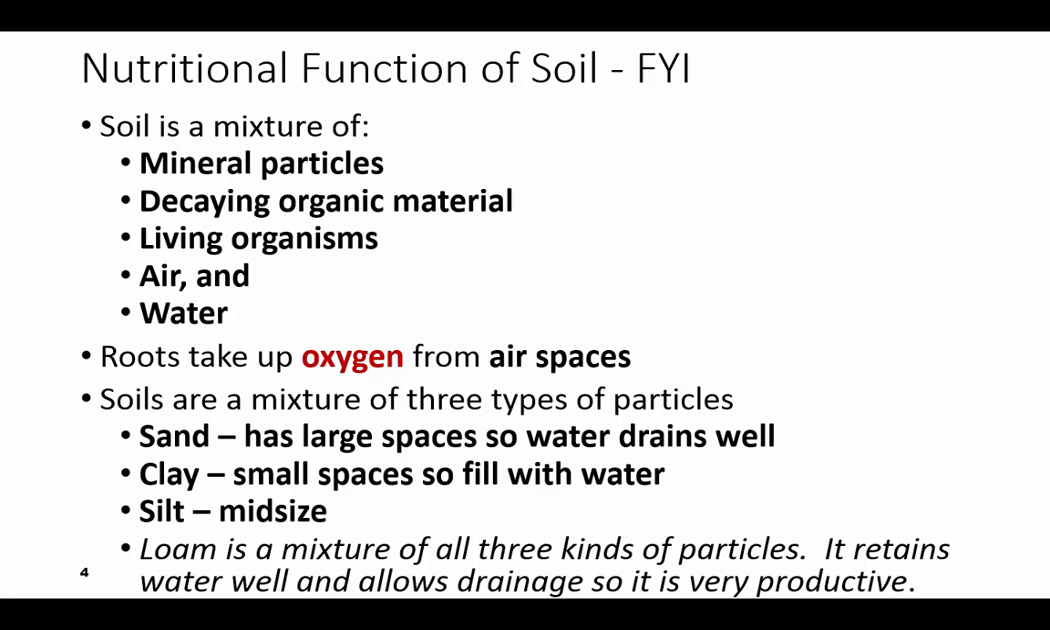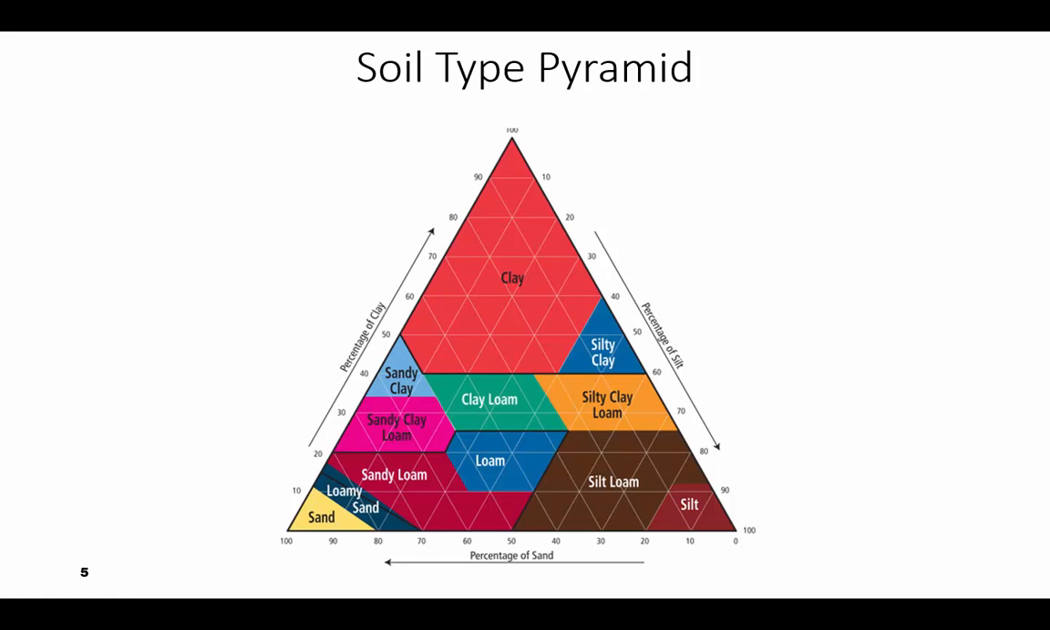The best is loam, which is a mixture of sand, clay, and silt. It holds water well, and it also drains well. It's very productive because it's a mixture of sand, clay, and silt. And this is showing you the percentages there. You can look at it later and look at what it takes to make, for instance, loam. You know, what percentage of sand, what percentage of clay, what percentage of silt.